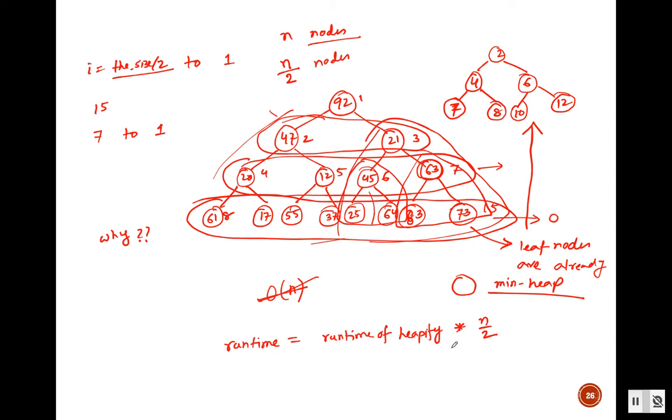What is the runtime of the heapify algorithm? The runtime of this percolate down or heapify algorithm actually depends on the height of the node. For example, for this node the runtime is going to be the height of this node, which is 1. So this algorithm depends on the height of the node. In the worst case, the height of the node could be log of n. So it seems the runtime should be n log n. In the worst case it is going to be n log n.